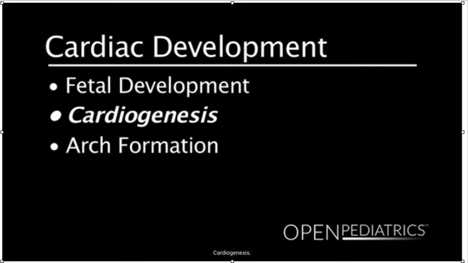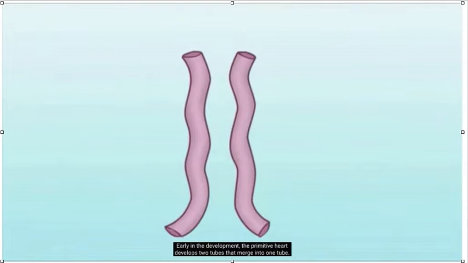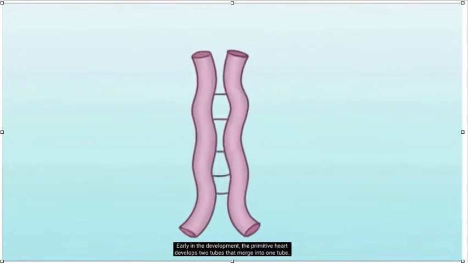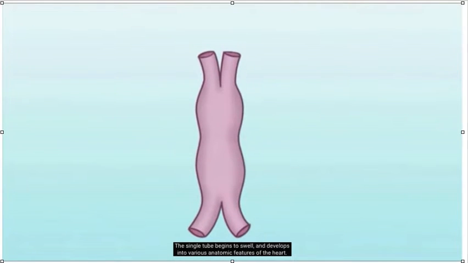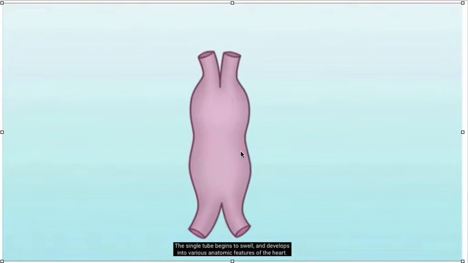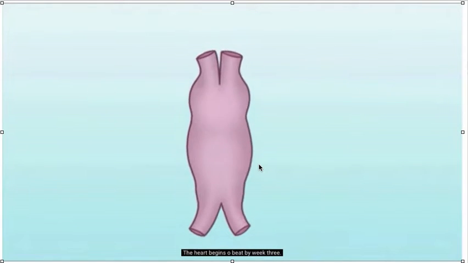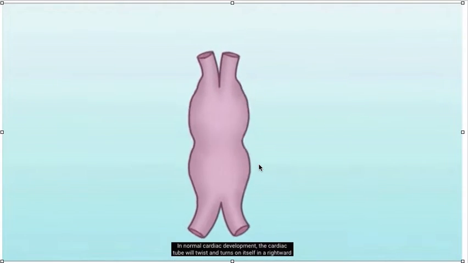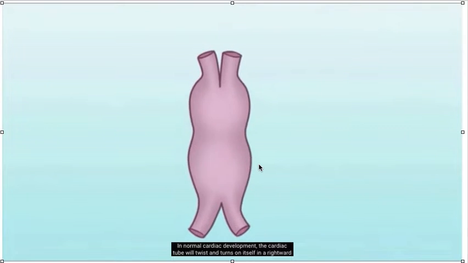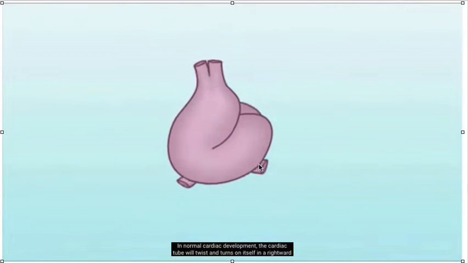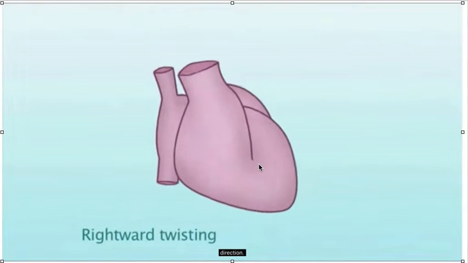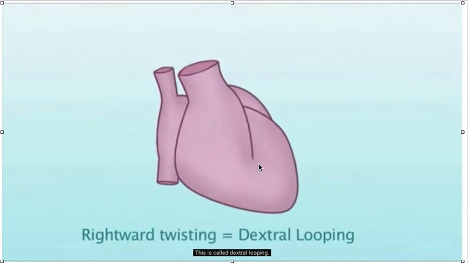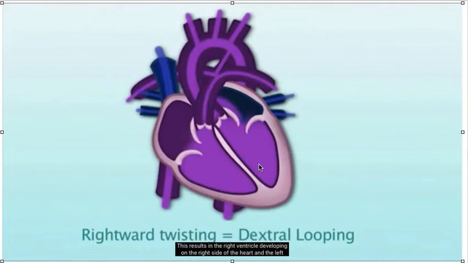Coming to the cardiac development, we have the fetal development, cardiogenesis. Initially, there are 2 heart tubes that are merging to form one tube. So a single tube begins to swell up and then develops further on anatomically. Right. So it starts to begin by week 3, right? After which there is the twisting and turning of the heart. This is called the dextral looping, right?